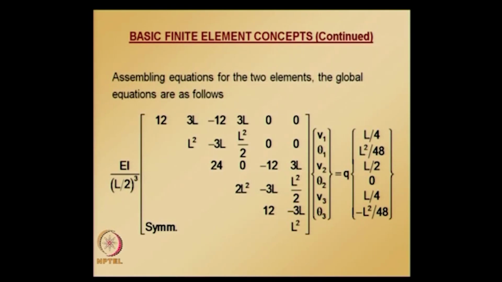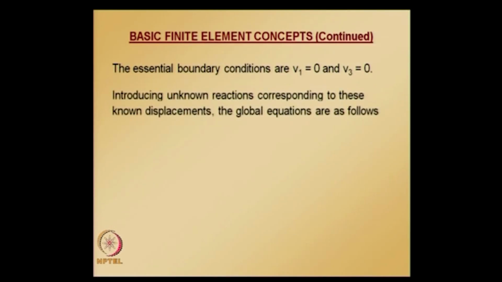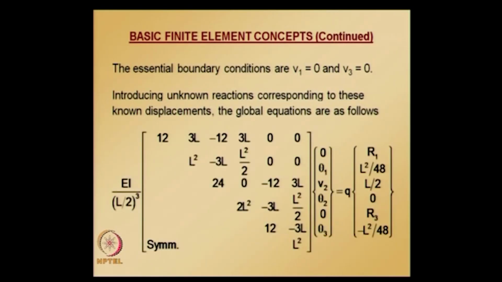So, substituting the essential boundary conditions, V1 is equal to 0 and V3 is equal to 0, and introducing unknown reactions corresponding to these known displacements. Wherever essential boundary conditions are 0, reactions will be developed at those locations in the force vector, and the global equations are as follows.